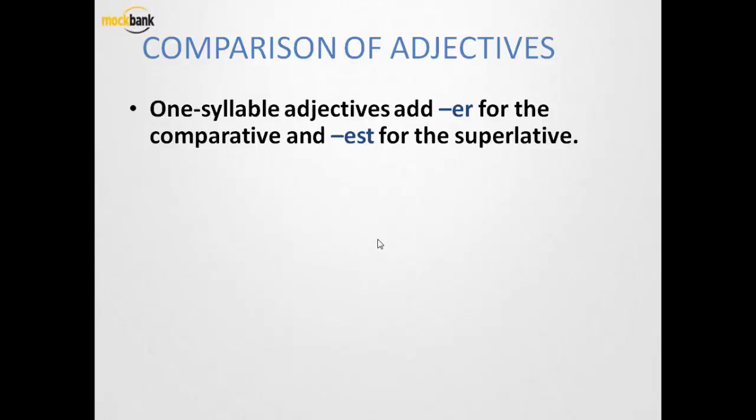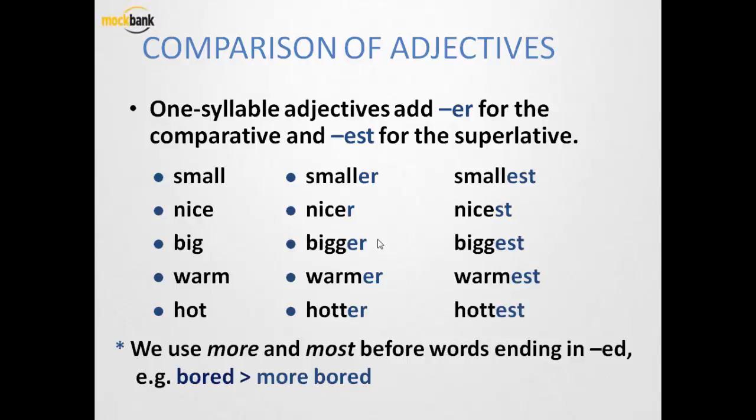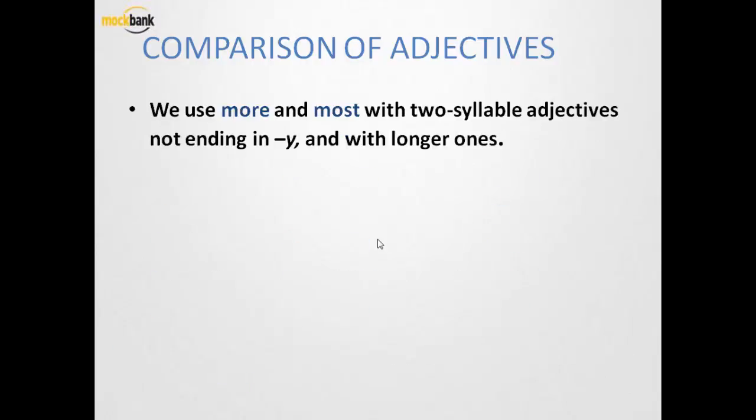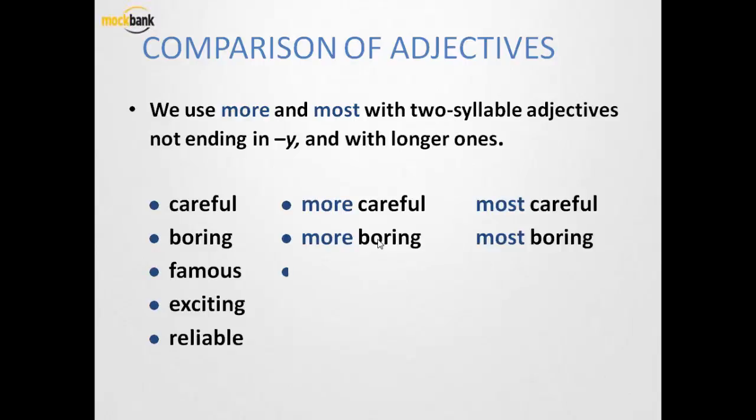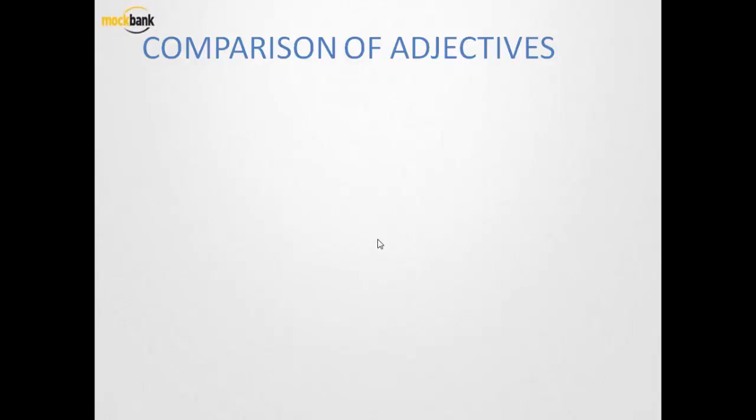Comparison of adjectives: a one syllable adjective adds er for the comparative and est for the superlative. In the coming few slides, we will understand how we make comparatives and superlatives. This is a small example of how we make comparatives and superlatives for different words. We use more and most with two syllable adjectives not ending in y, and with longer ones. Again, I have given you a couple of words with their comparative and superlative forms.